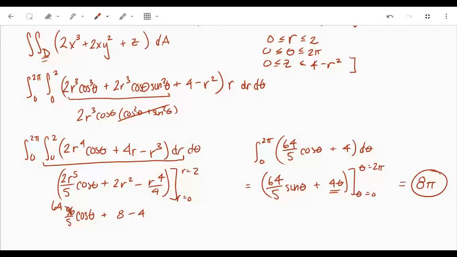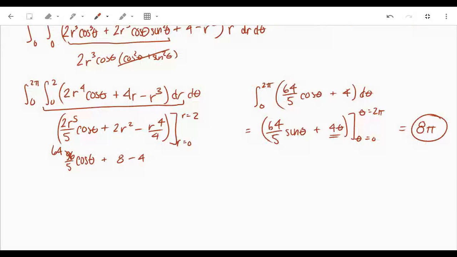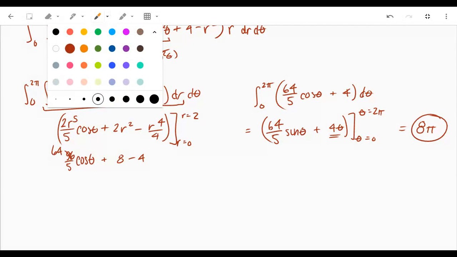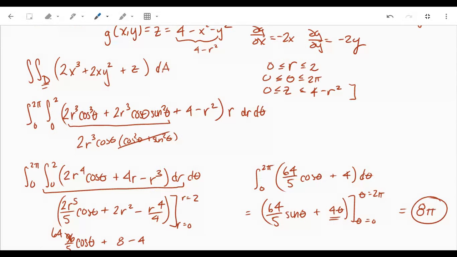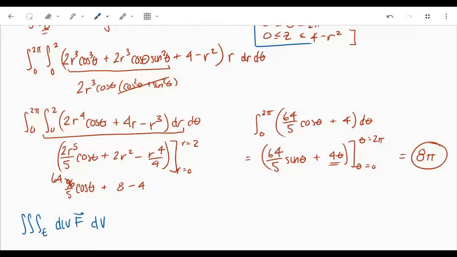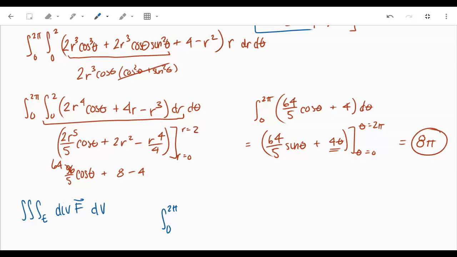Okay, now we're going to verify the other side, which is, let's see here, that we can do the integral over the entire solid of the divergence of F, and then dV. Okay, so your divergence of, well, we've got the limits of integration that we figured out up here. So we can go from 0 to 2 pi, 0 to 2, 0 to 4 minus r squared. And we're going to need a dz, and r dz dr d theta.